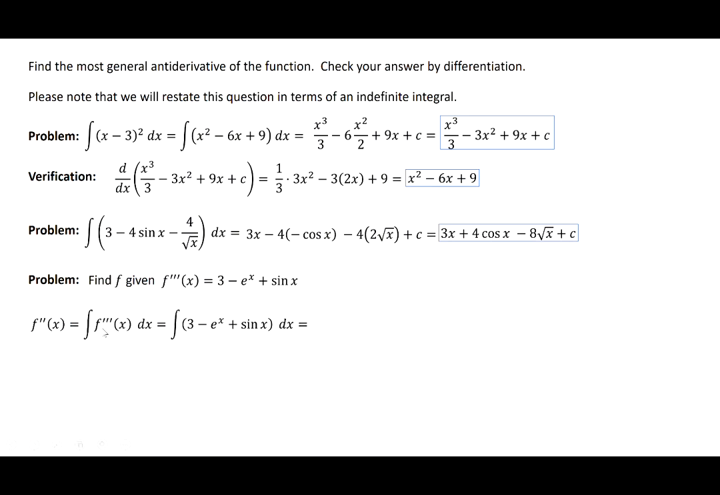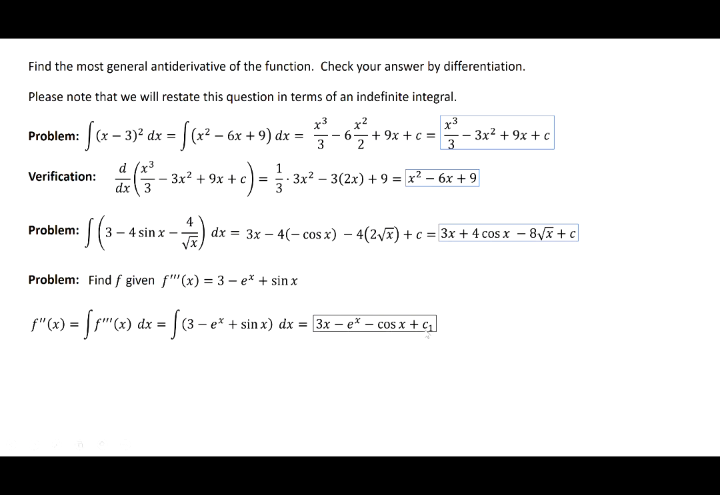Cool. So to find f double prime, we will integrate f triple prime. And that's exactly what I'm saying here. f double prime of x is the integral of f triple prime of x dx. And so f triple prime happens to be this. Cool. Are you ready to tell me what this integral ought to be, folks? Integral of 3, 3x. Integral of e to the x. The derivative of e to the x is e to the x. So the integral of e to the x must be e to the x. The integral of sine x, negative cosine x, right? So plus, I said plus c1. I thought you should say plus c, man.